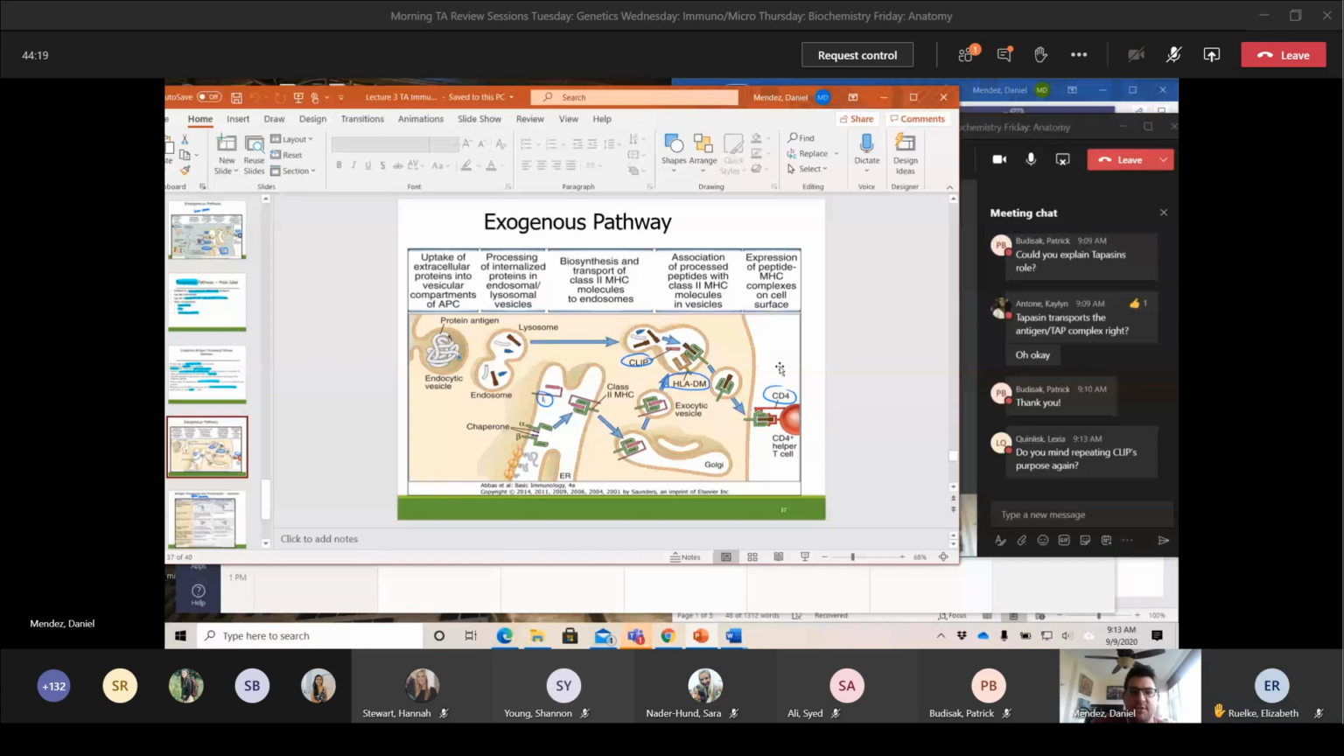So what happens, and you can see in the picture, the invariant chain and CLIP are all part of the same molecule. So the CLIP gets into the MHC class II. The invariant chain is what allows it to transport into the vesicle. Then CLIP has to come out of the MHC class II. When it comes out, it releases an attractant for the antigen to go into the MHC class II.